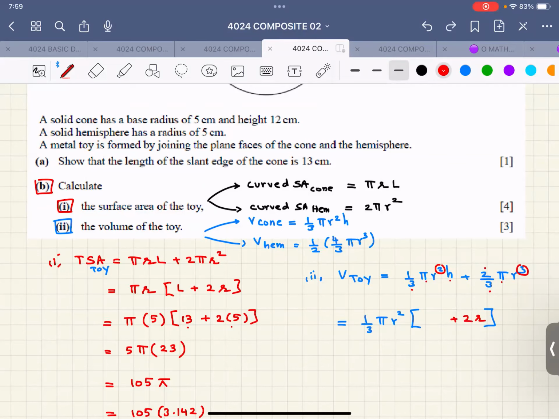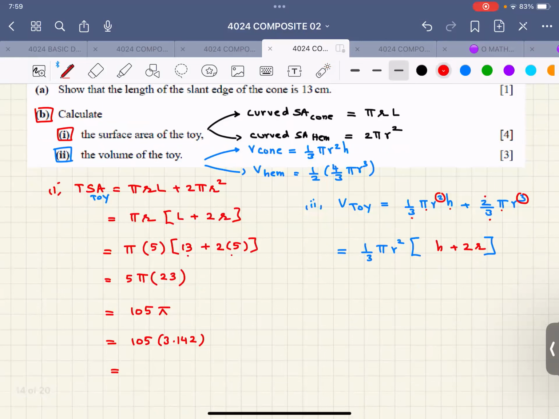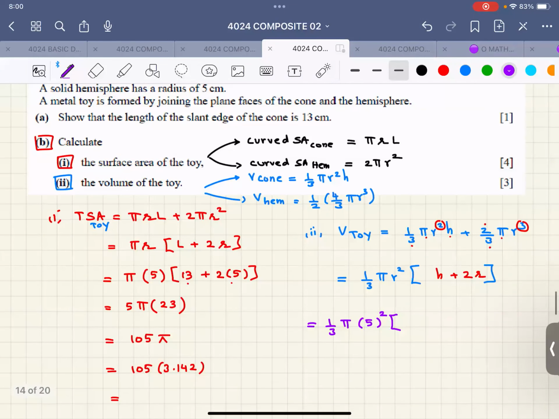Always, it's a good idea to double check. So let me double check. 1/3 pi r square into h, that's this thing. And 1/3 into 2, that's 2/3. This is pi r square, r, that's 2/3 pi r cube. Make life simpler for yourself. So therefore, this is 1/3, this is pi, this is 5 square. h is the height. Height is 12 over here. And then this is 2 times r, that's 2 times 5. Therefore, this is 25 over 3 pi.